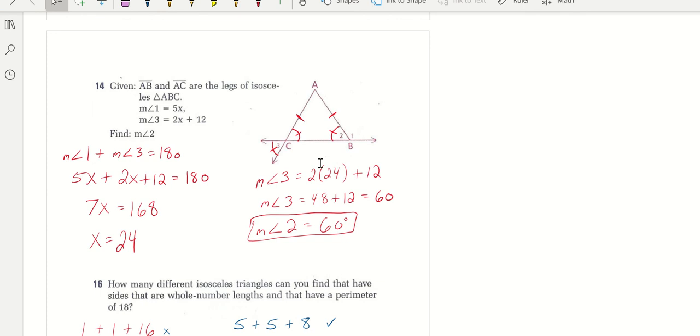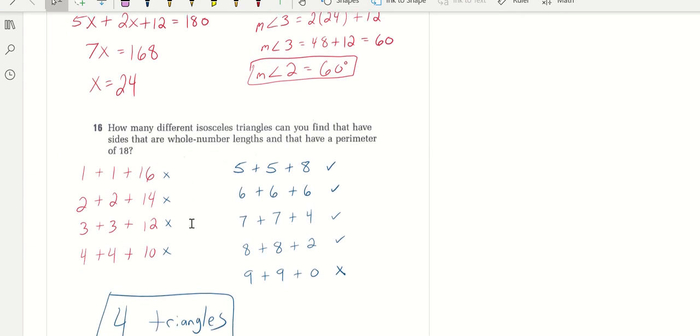So that's what I did. 2 times 24, remember, right here it's 2 times x plus 12. So 2 multiplied by 24 is 48, plus the 12, so 60 is equal to the measure of angle 3. Therefore, the measure of angle 2 must also be 60 degrees. The same thing would work if you found the measure of angle 1 and subtracted. You would have gotten 120 for the measure of angle 1, and 180 minus 120, you still get 60. Either way works.